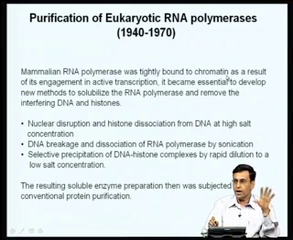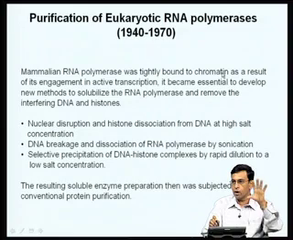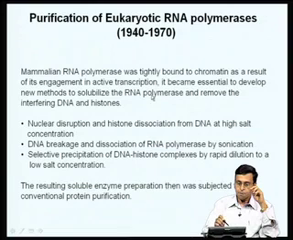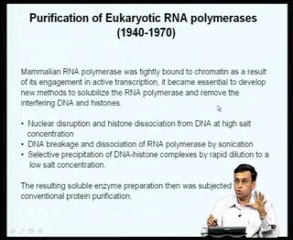Now in the case of E. coli, you do not have a very well organized chromatin structure, but in the case of eukaryotes, you have a very compact chromatin structure organized inside the nucleus, and this RNA polymerase is very tightly bound to chromatin. As a result of its engagement to active transcription, it first became essential to develop new methods to solubilize RNA polymerase and remove the interfering DNA and histones.